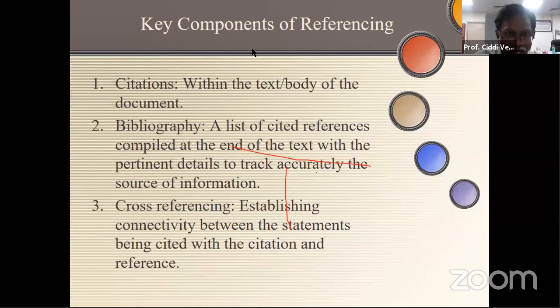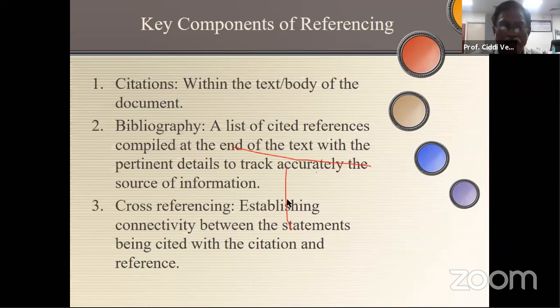Now, there are three ways of giving references. One is citations, which you put within the text or body of the document. Bibliography is when you write something and then at the end of the chapter or end of the book, you compile a list of the references. Those are called bibliography. Bibliography will be seen in theses as well as in some textbooks. And cross references: one reference will be referred from another reference. Those are called cross references.